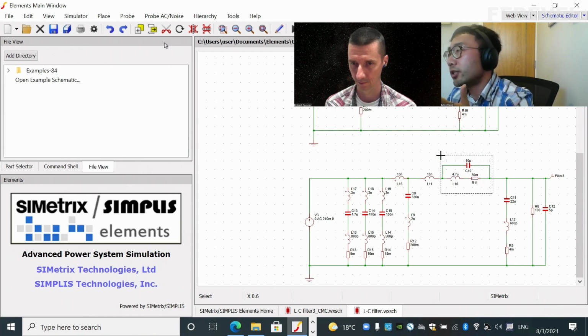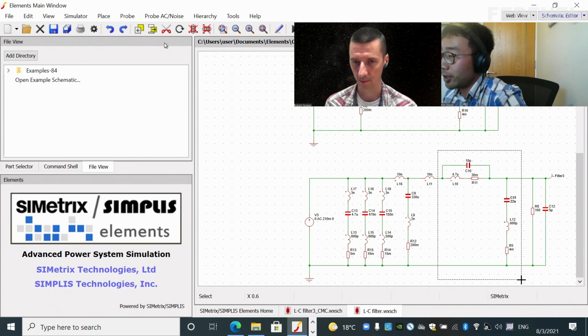This is just the equivalent circuit. I put some parasitic capacitance and some resistance here. So that's the filter. That's the LC filter we applied.